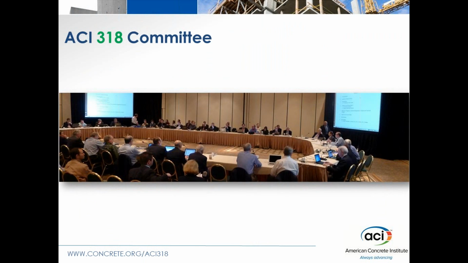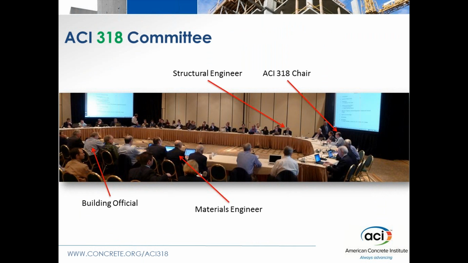So this is Committee 318, and you can see we're hard at work around the table. This particular code cycle, we've had 41 main committee members and some 30 subcommittee-only members. Gosh, I didn't know they had a picture. There's the chair of the committee, apparently. There's an unnamed structural engineer and an unnamed building official on the committee, and there's an unnamed materials engineer and an unnamed university researcher or academician.